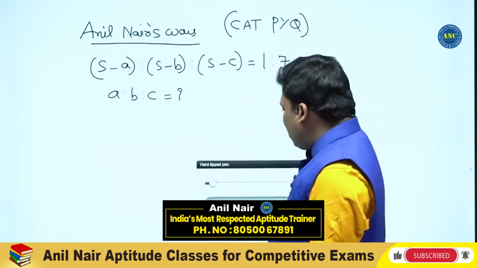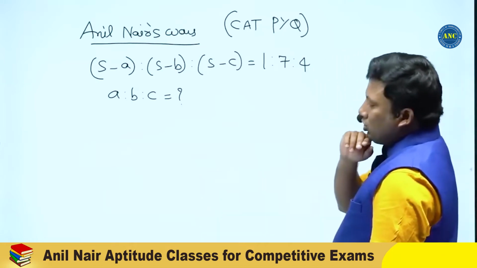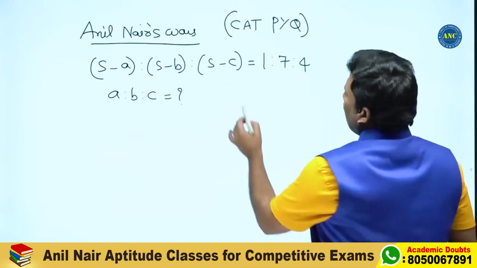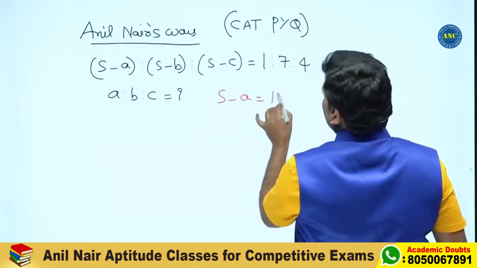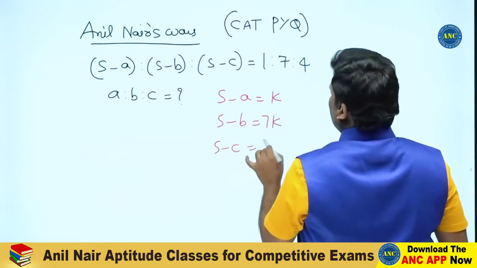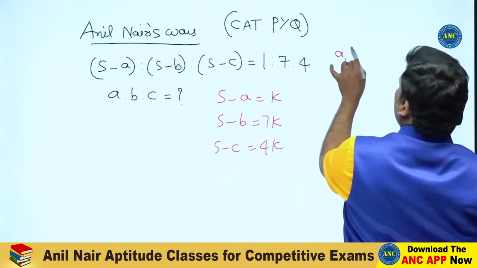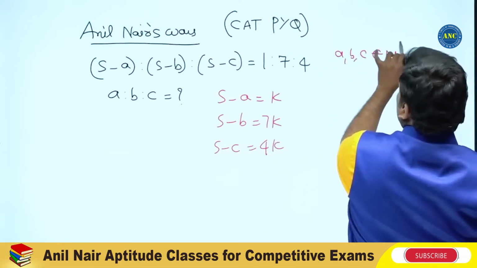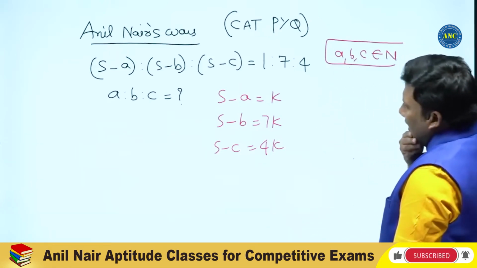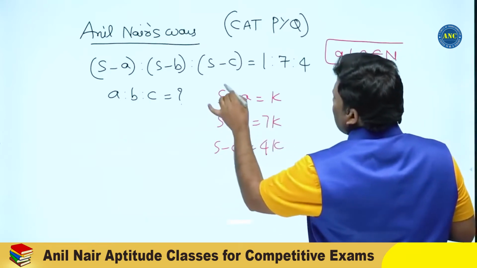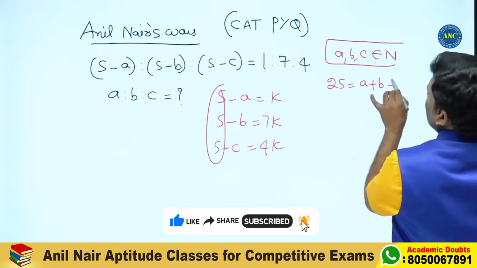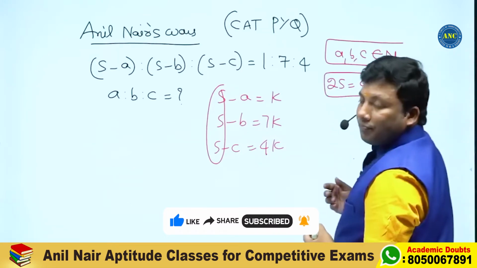Now see, A is to B is to C. If I am solving this question, how will I solve it? Now see, S minus A, it is K. S minus B, 7K. You also don't need to write these. S minus C, it is 4K. A, B, C are natural numbers. I do not know the traditional method. What I know is, see the question and find out an optimal way. Now see here, S is a constant. It is given as 2S equivalent to A plus B plus C, which is a constant.